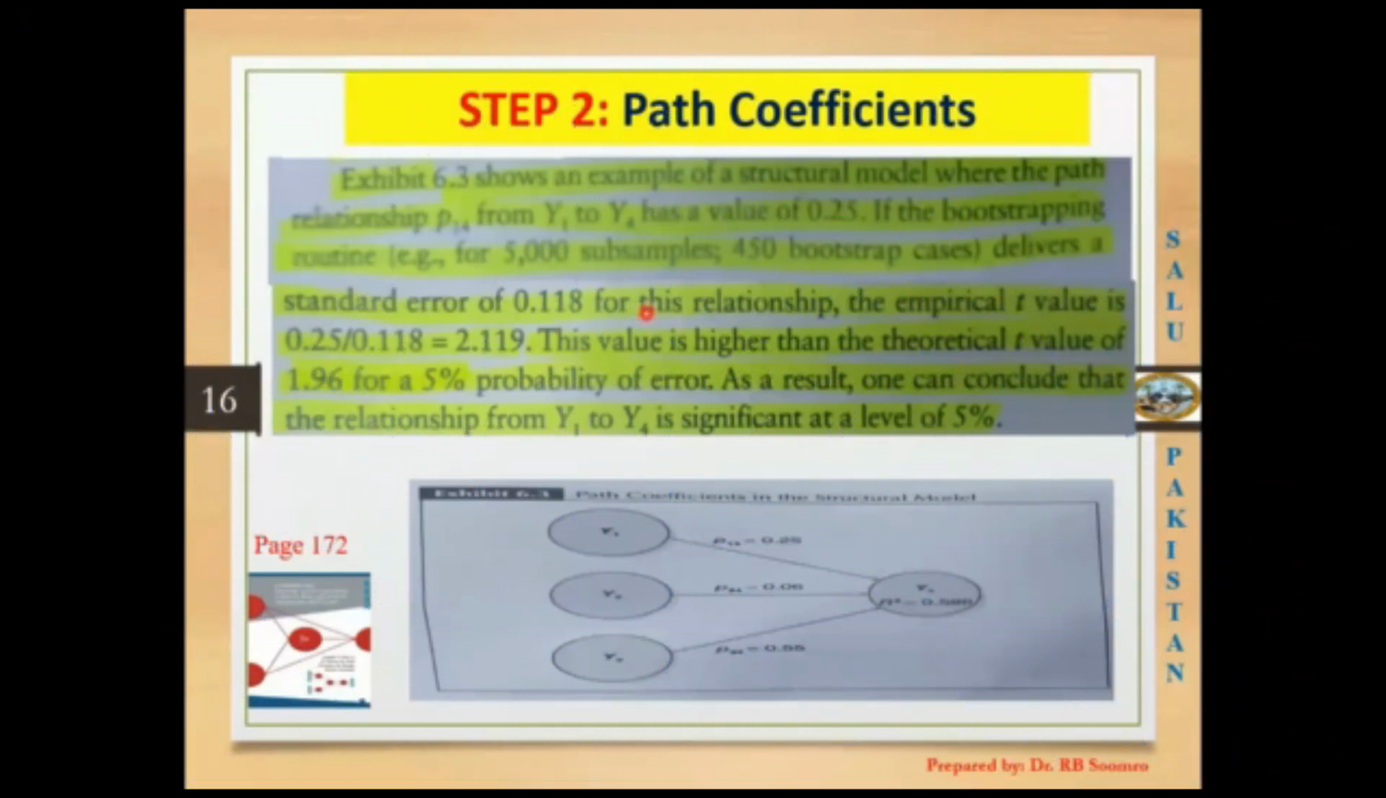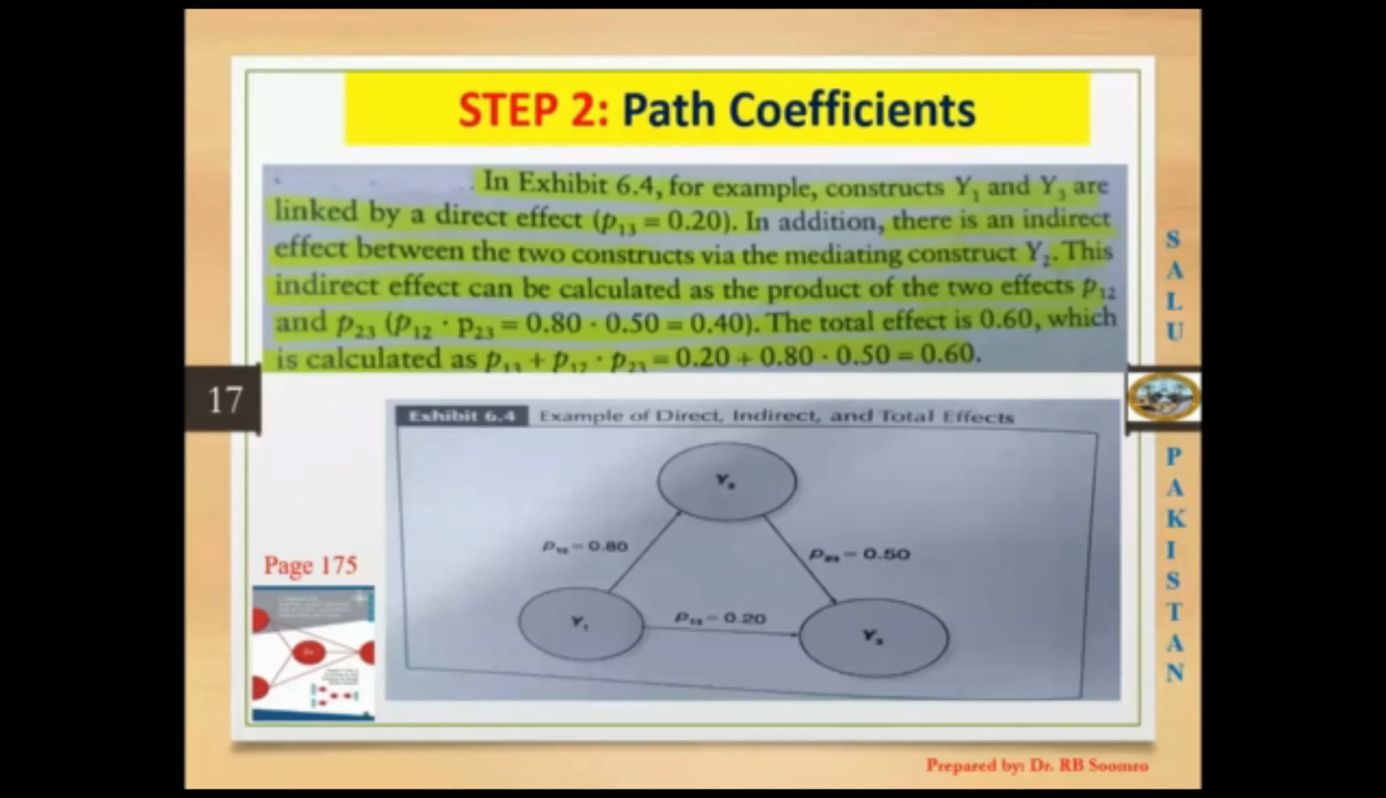This is another exhibit taken from page number 175, where we are going to check the direct, indirect, and total effects. There are three effects. Let's discuss Y1 and Y3. The impact of Y1, which is shown with this arrow. The impact of Y1 on Y3 is the direct impact, and its coefficient is 0.20. Another direct impact is from Y1 to Y2.